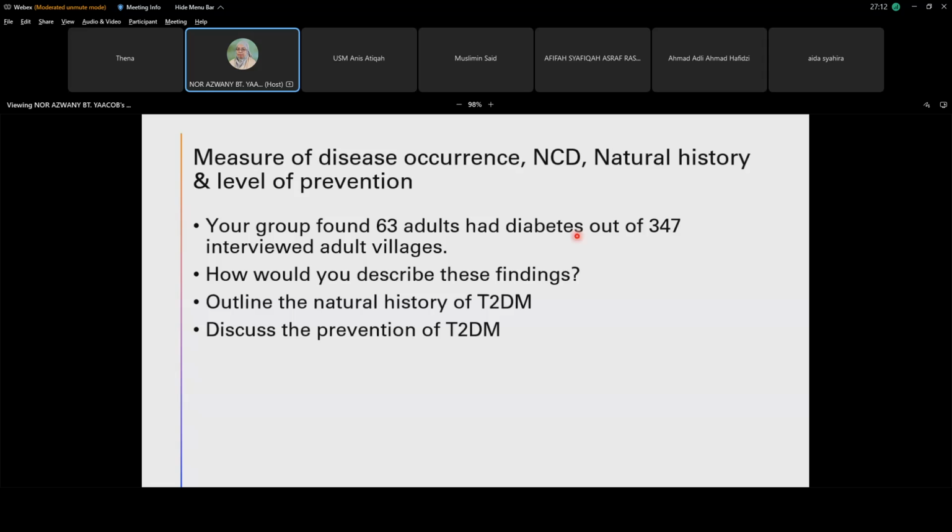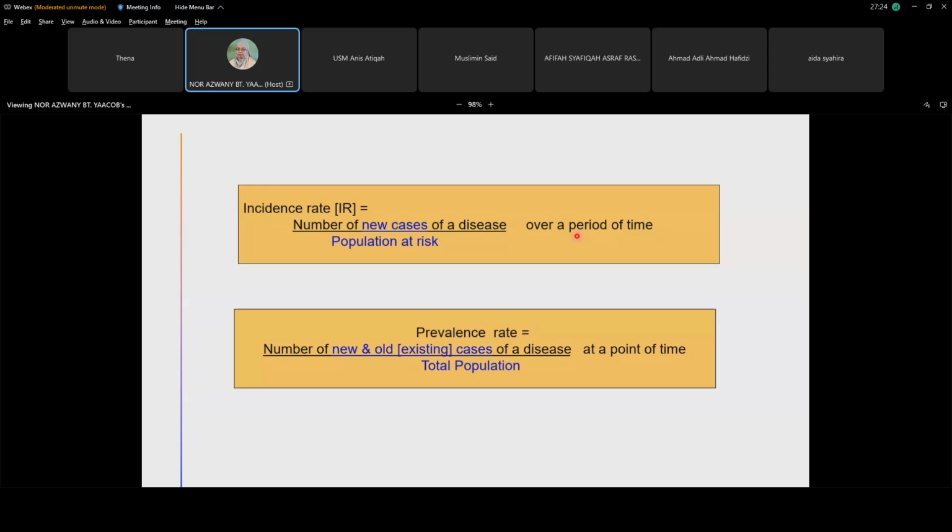Then maybe the question will be to outline the natural history of type 2 diabetes. Okay, so maybe they can also ask you on hypertension, obesity. So it depends on that. Okay, and then prevention. So how are you going to describe how many percent have diabetes? Then this goes back to the concept of incidence rate and prevalence rate. Okay, this is on the topic of my lecture on measures of disease occurrence. For your batch, I think I gave you the narrated lecture PowerPoint. Okay, you can listen to that again.